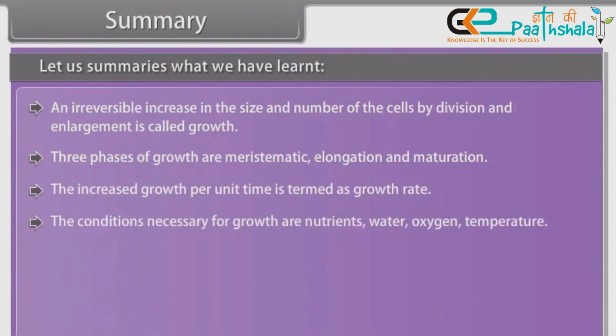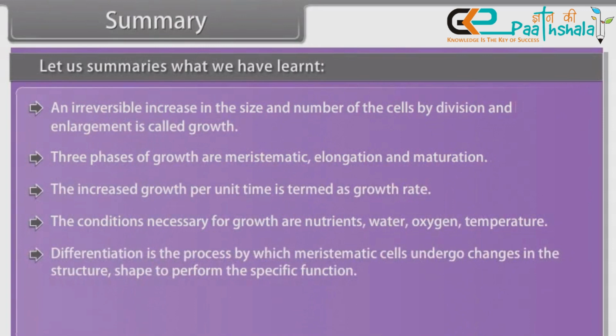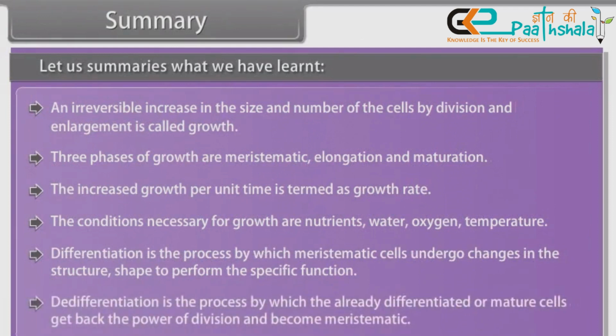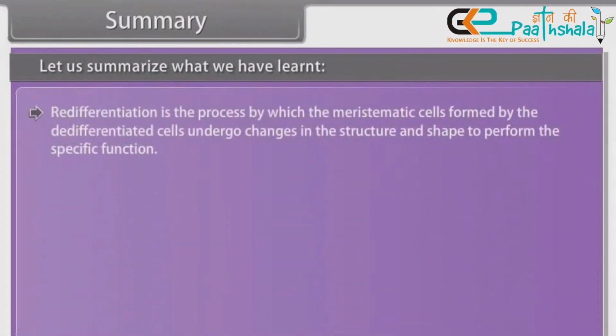The conditions necessary for growth are nutrients, water, oxygen, temperature. Differentiation is the process by which meristematic cells undergo changes in the structure, shape to perform the specific function. Dedifferentiation is the process by which the already differentiated or mature cells get back the power of division and become meristematic. Redifferentiation is the process by which the meristematic cells formed by the dedifferentiated cells undergo changes in the structure and shape to perform the specific function.